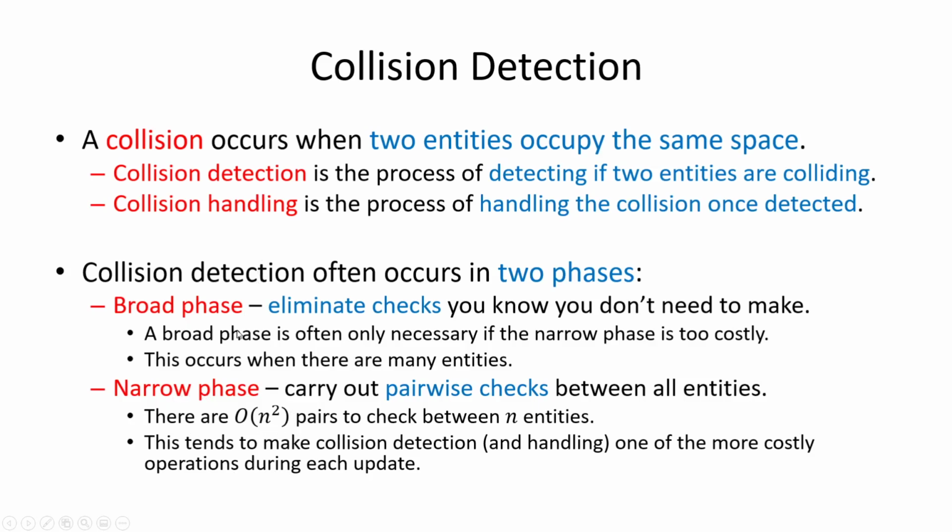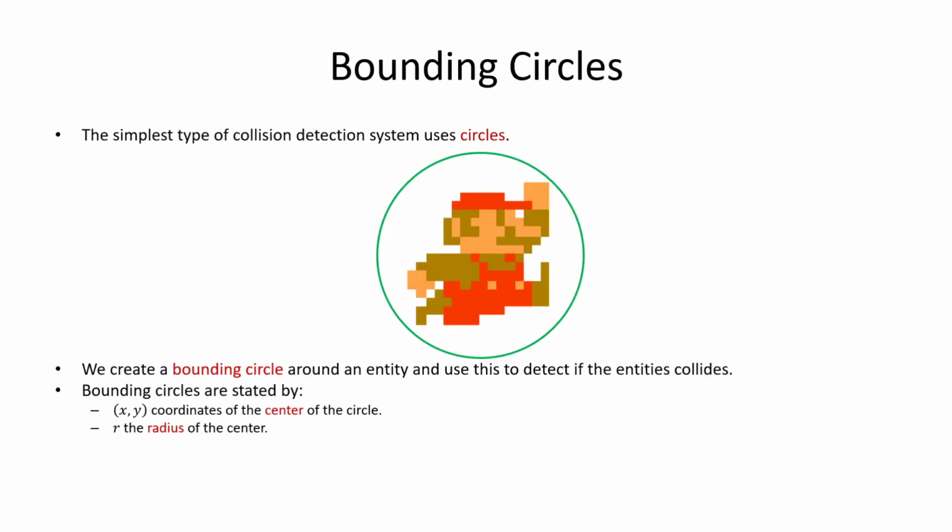Okay, so now we've just talked at a high level a little bit about what collision detection is and how we might carry it out. Now let's go and look into the actual math of what we're going to do when we carry out our collision detection. So the first thing that I want to do is when we're talking about a collision with Mario.